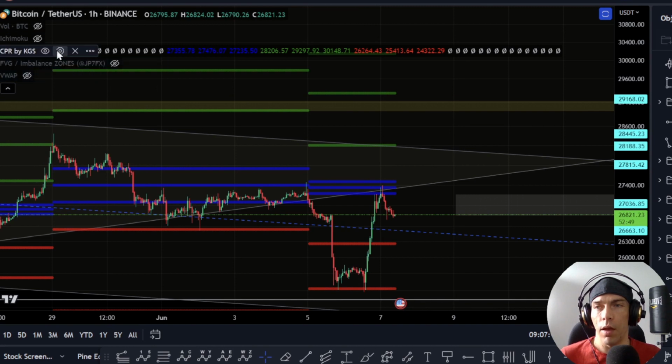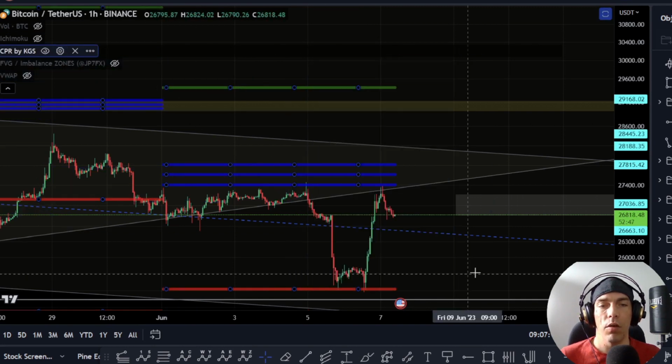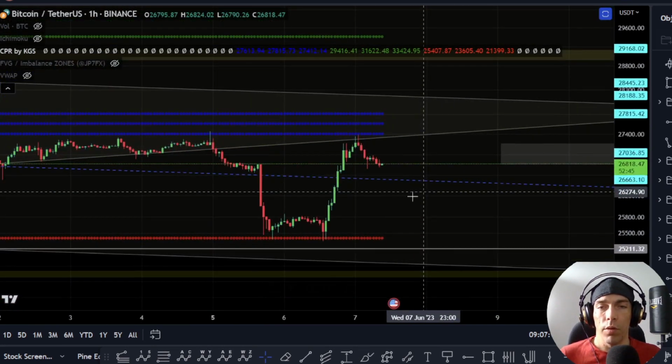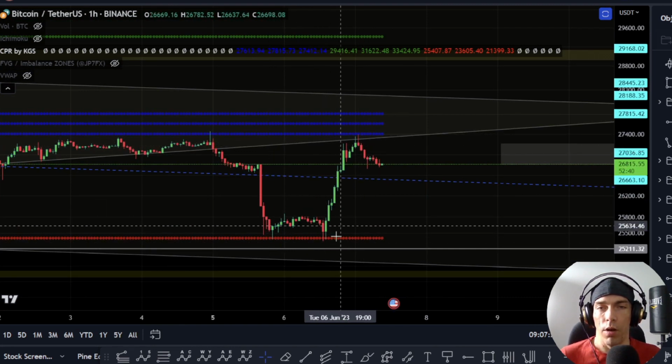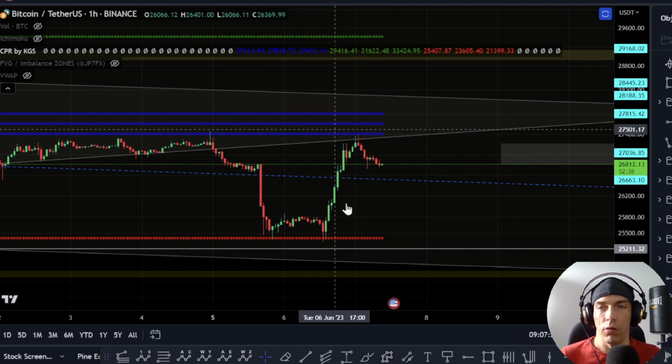Now, also, if we have a look at the monthly CPR that we have here, what I would be looking out for would be the potential that we have actually come down to this R1 line, and now we've moved back up to these central CPR lines.